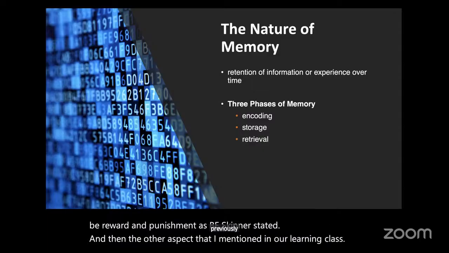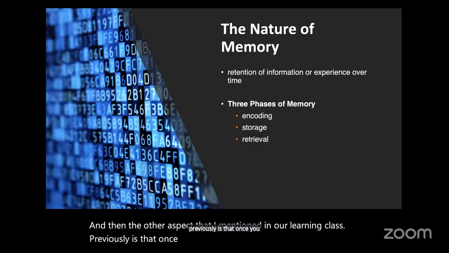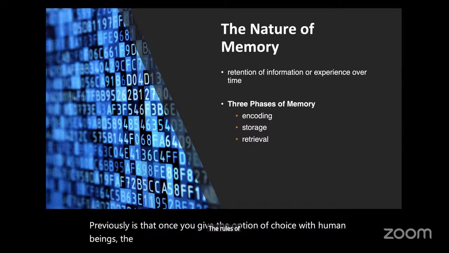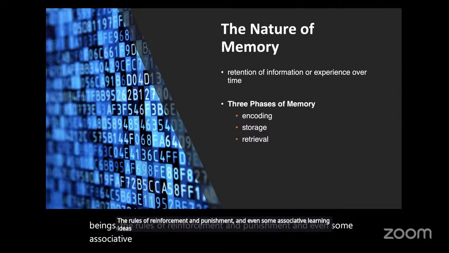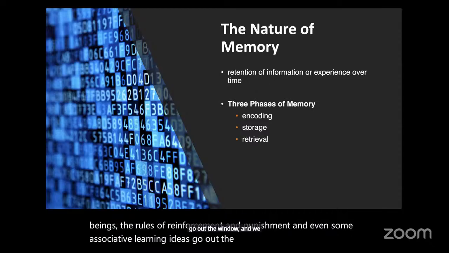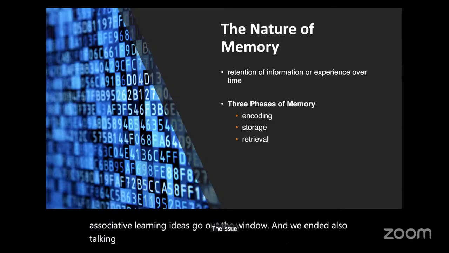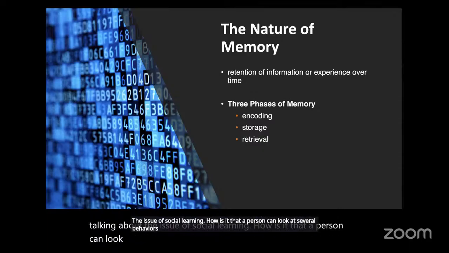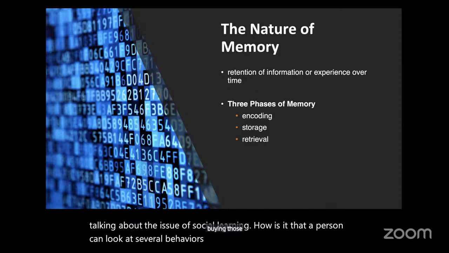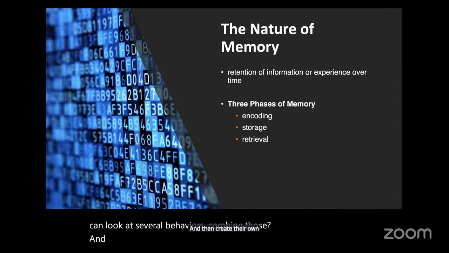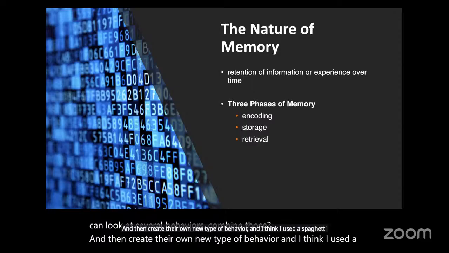And then the other aspect that I mentioned in our learning class previously is that once you give the option of choice with human beings, the rules of reinforcement and punishment and even some associative learning ideas go out the window. And we ended also talking about the issue of social learning. How is it that a person can look at several behaviors, combine those, and then create their own new type of behavior? And I think I used a spaghetti example for that.